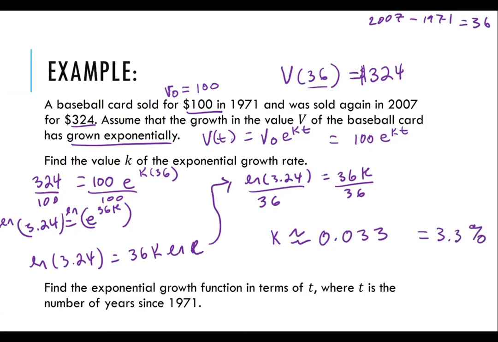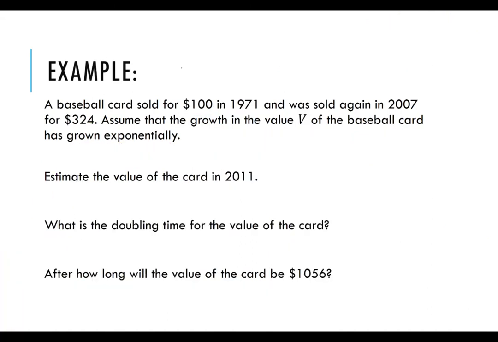So now we want to find the exponential growth function in terms of t, where t is the number of years since 1971. And so we were almost there. We now have that V of t is equal to 100 times e to the 0.033 times t. And so there is our exponential function. Now we want to use our formula that we just found, V of t is equal to 100 times e to the 0.033t, and we want to find the answers to these other problems.